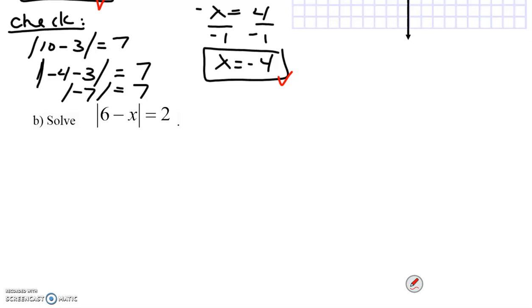All right, let's try another example here. We've got absolute value of 6 minus x equals 2. So again, we're going to do our case 1 and our case 2.